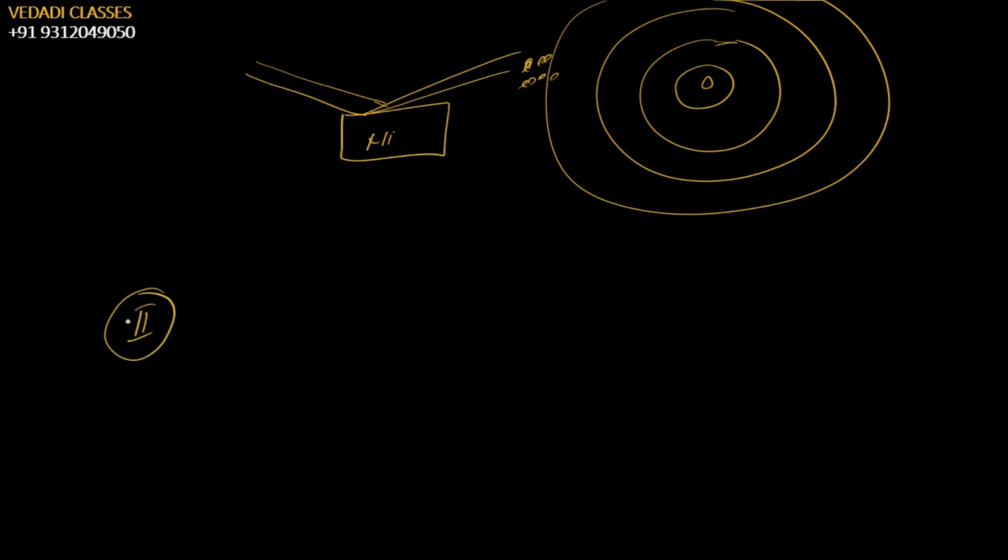Now he had to prove the second thing, the particle nature. So how did he do this? He took the help of J.J. Thomson's experiment. If you remember, the discovery of the electron.